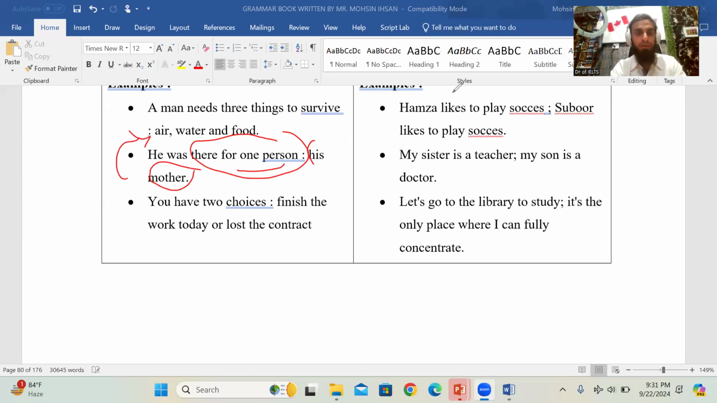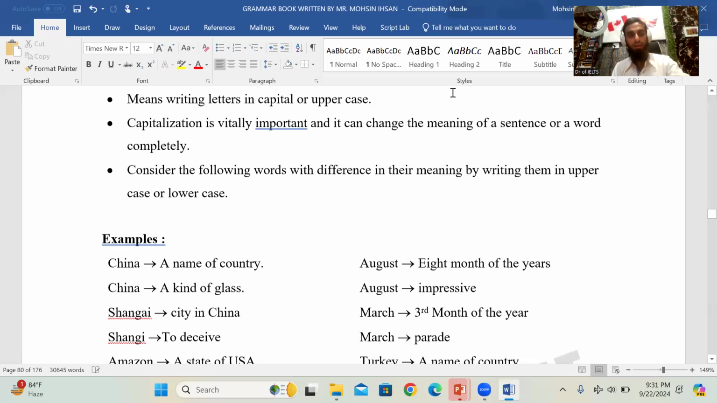Okay. You have two choices: colon, finish the work today, or lose the contract. Now, two choices. So when you give choices, before that you can also use it. When you share a list of things, you can use a colon before that, and then you will use commas, right? And when you try to give emphasis on something, before that you should also use a colon, right? So go for the colon again once.